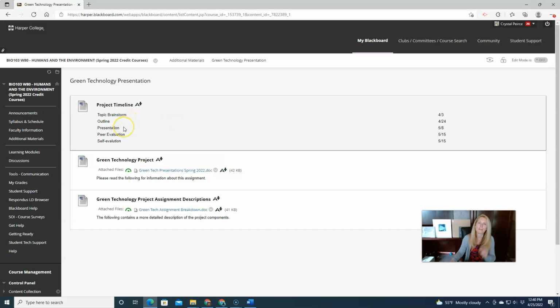So keep in mind that the outline was the last big part before your presentation is due in a couple of weeks. So you have about 2 weeks to work on that, and then following that you'll have time to watch other presentations and do the peer analysis or peer evaluation and self-evaluation.